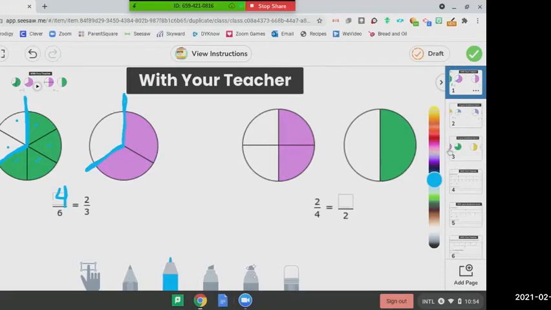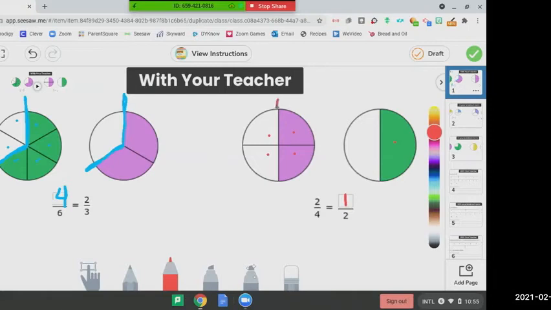Now we're going to come over here and take a look at these circle models, and we can see that we have 2/4 because 2 pieces are shaded and there are 4 pieces total. This over here is halves, and we can see that 1 is shaded, so our numerator is a 1. 2/4 is equivalent to 1/2.